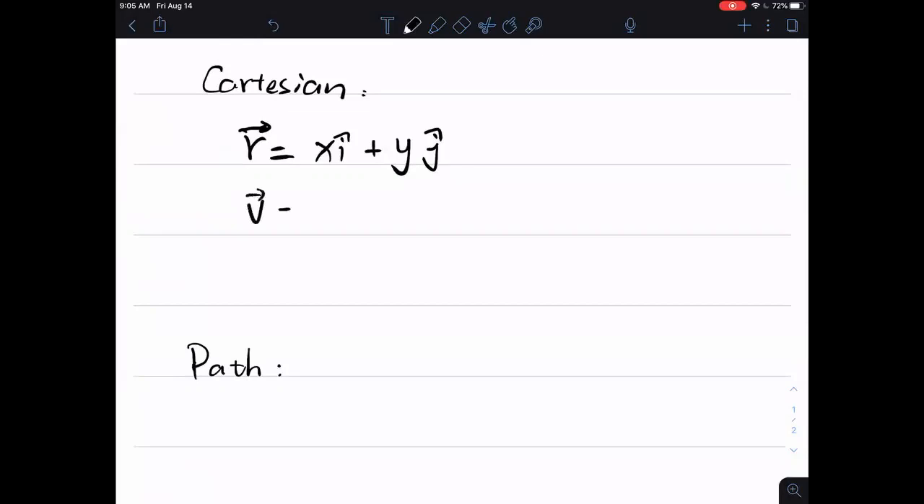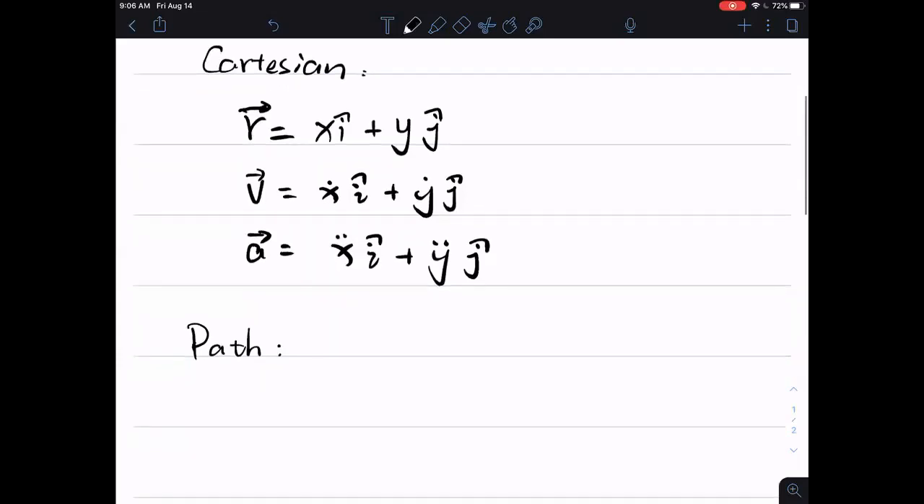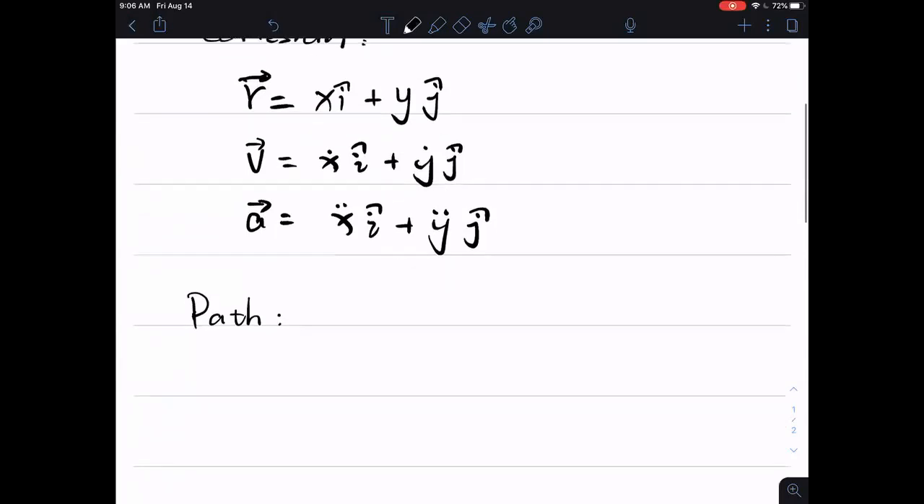Velocity. What's the equation for velocity? Just take a dot, right? Take the derivative: x dot i plus y dot j. So what's the equation for acceleration? Take two dots, double dot, x double dot i plus y double dot j. Good. Cartesian is pretty easy. All right, now let's move on to path.